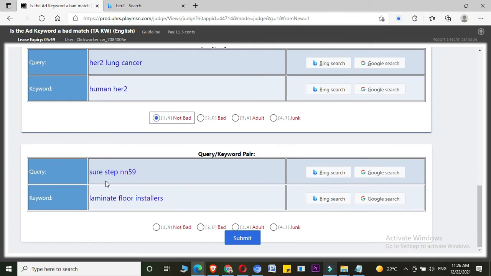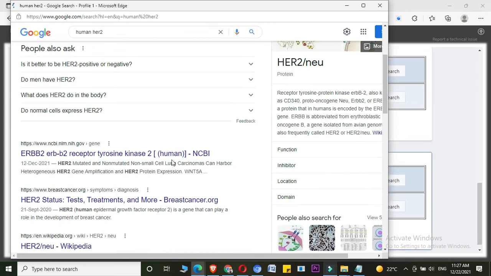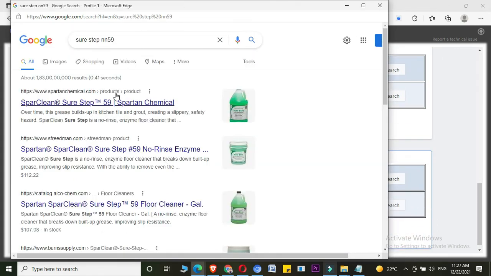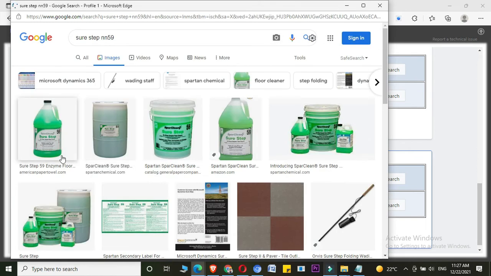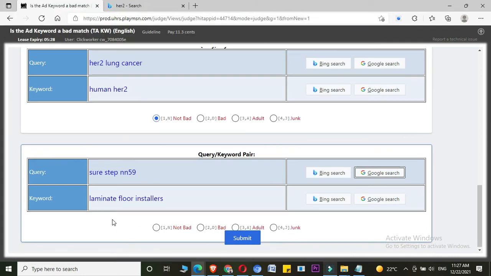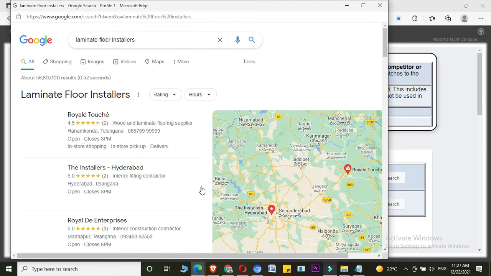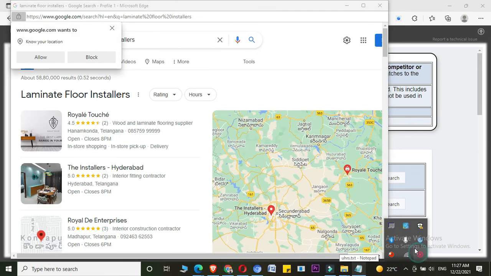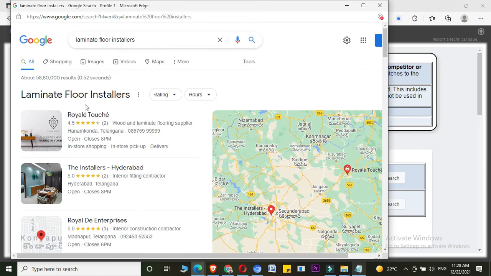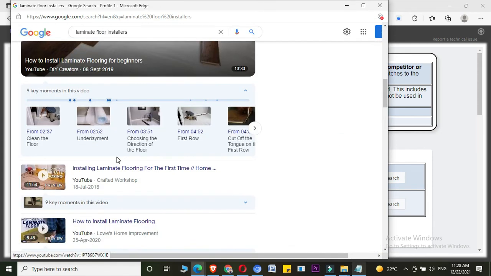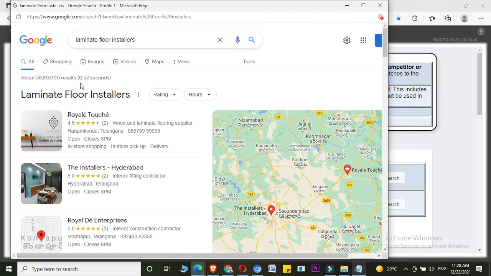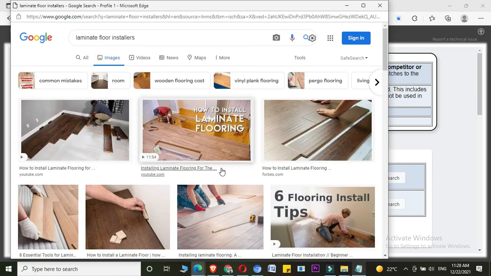And the query here is Sure Step RN59. I don't know what this means. Let's see. It was about some chemical, it seems. Yeah, some enzyme flour. Okay, and here the keyword is laminate floor installers. I don't know what this means, so let's see. Just a second. It was about laminate floor installers. Okay, so do we use that chemical for these floor installers? I don't know. Is it related?